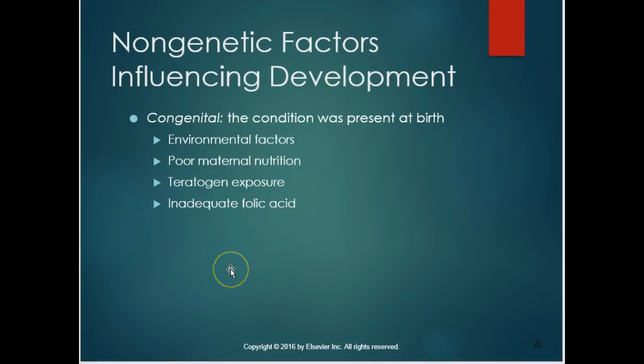So congenital means this condition was present at birth. So we say this baby had a congenital abnormality. It can be from environmental factors, again, retin-A, any of the teratogens, cytomegalovirus, poor maternal nutrition. That can be because mom is not eating or mom is not getting the nutrition. Mom's hemoglobin is low and baby has decreased iron and decreased oxygenation. Teratogenic exposure and inadequate folic acid intake could lead to spina bifida or small brain or no brain.